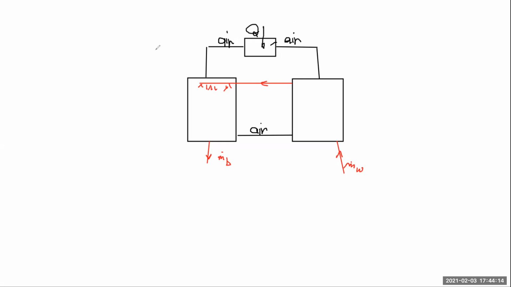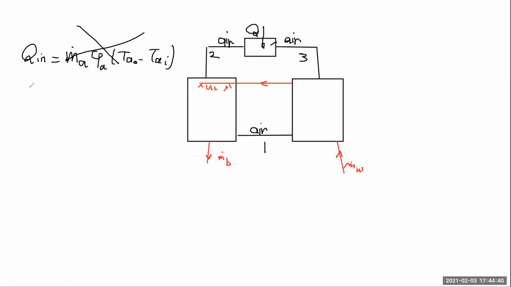and this is Qn. And Qn here, I said last time or yesterday that I cannot write it as m dot air, Cp air, T air out minus T air in. This is going to be incorrect, because it's not dry air which is coming in and out. Let me assume that this is state number 1, this is state number 2 for the air, this is state number 3. So it should be Qn is m dot air into H air at 3 minus H air at 2, assuming that air is moving in this direction.